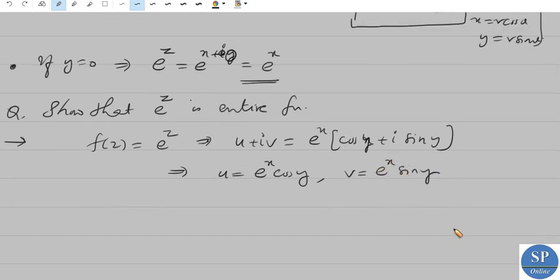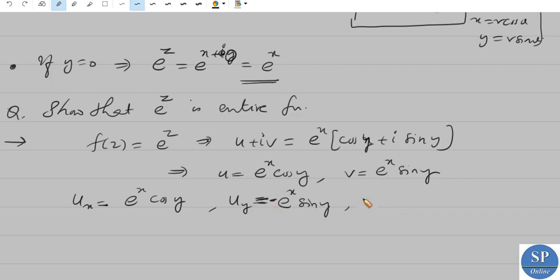Now we check the Cauchy-Riemann equations: ux = vy and uy = -vx. We have ux, the partial derivative of u with respect to x. Cos y is a constant, and the derivative of e^x is e^x, so ux = e^x cos y. Now uy is the partial derivative with respect to y. Taking e^x as a constant, the derivative of cos y is -sin y, so uy = -e^x sin y.